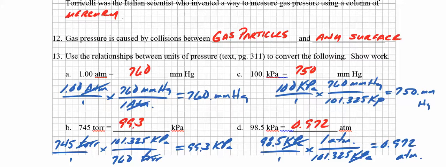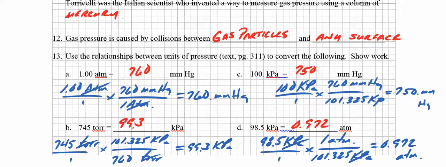Number 13, use the relationships between units of pressure to convert the following. Show your work. We've got a couple of conversions that we need to remember here. The first one is 1.00 atmospheres. Atmospheres is a way of expressing pressure.